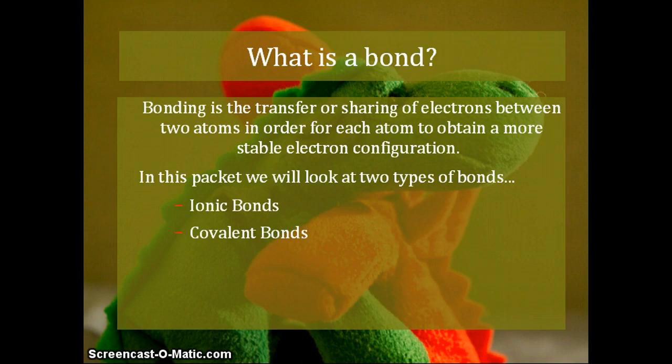A bond is the transfer or sharing of electrons between two atoms. Atoms bond in order to achieve a more stable electron configuration. In this packet, we will look at two types of bonds, ionic and covalent.